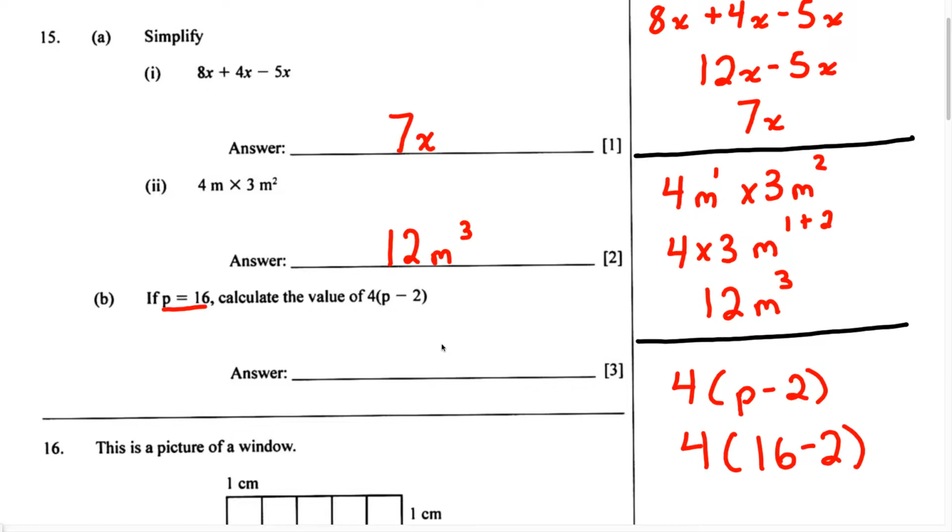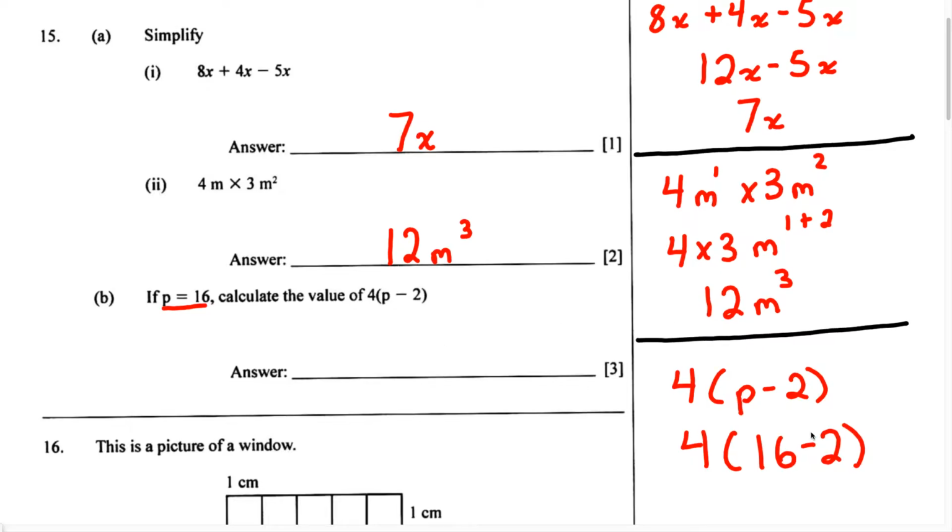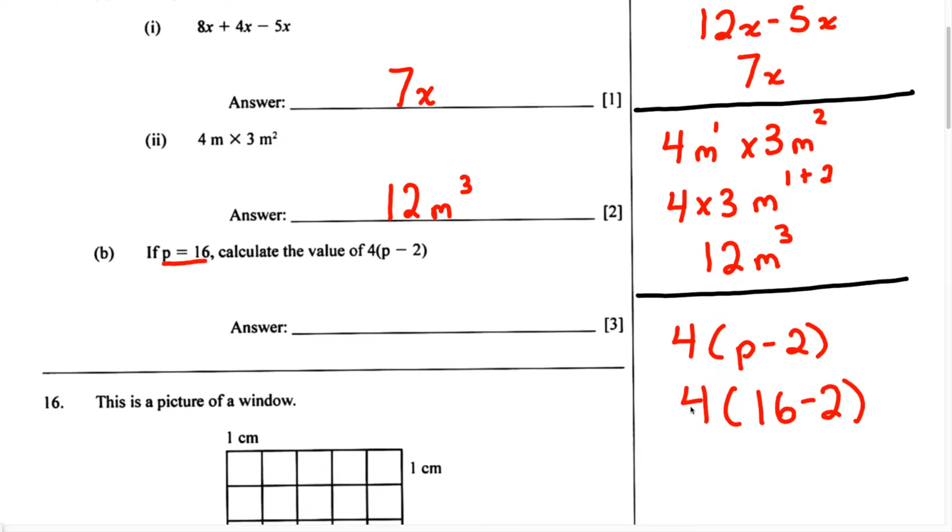Now we know the order of operations. We're just going to solve for what's in the bracket first. We can say 4, 16 minus 2 is going to give us 14. And we know anytime we see two numbers like this, it means multiply. So 4, open bracket, 14 is the same thing as 4 multiplied by 14.